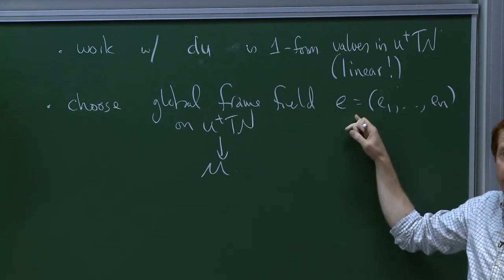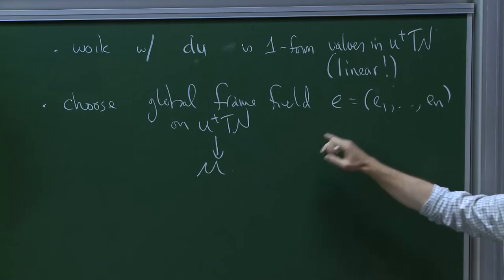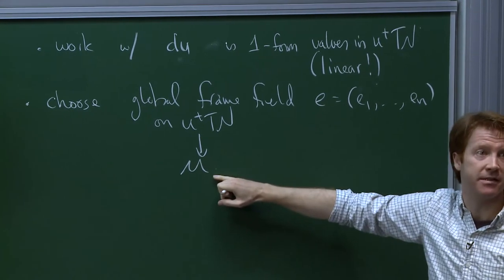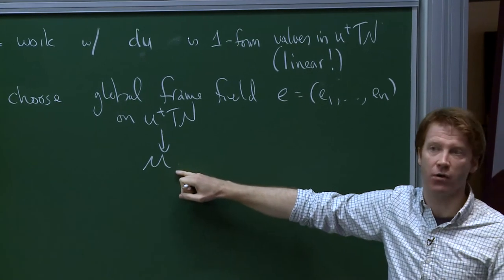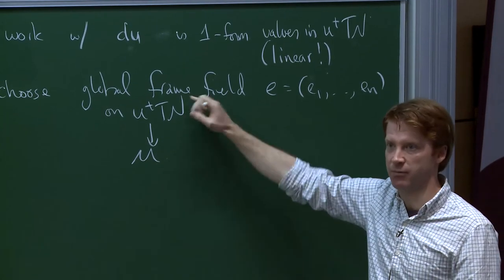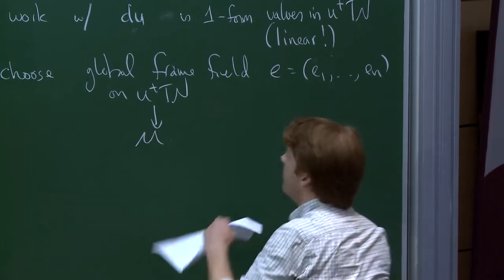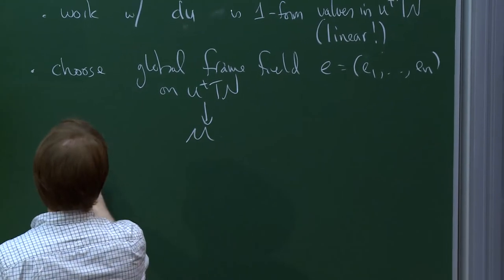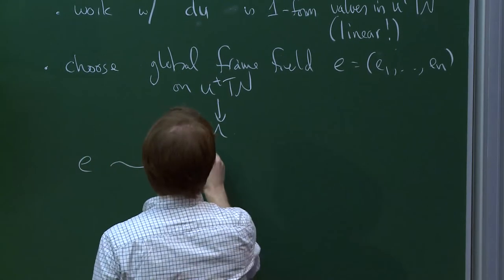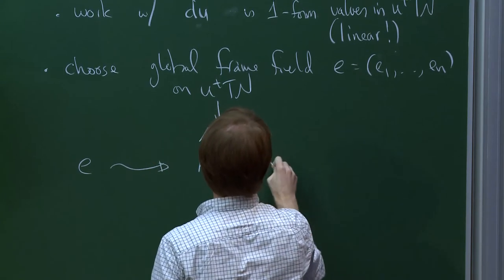Why does such a global orthonormal frame exist? Because the base is a contractible manifold in our case. So it's R cross HD, so the base is contractible, so you always have at least one such frame. Okay, so choose a global frame field, and then the choice of E gives rise to a connection form A.